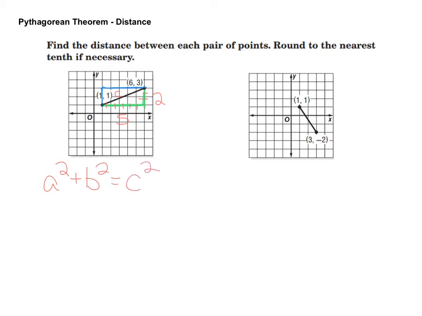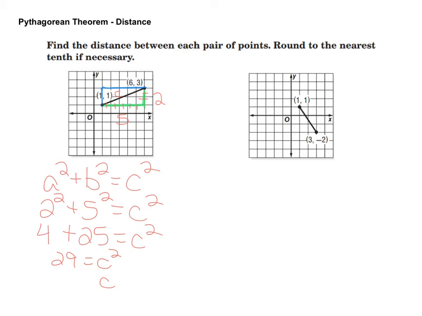We're going to plug in the length of our legs. We're going to get 4 plus 25 is c squared. That's 29. We're going to take the square root, and it says to round to the nearest tenth. And the square root of 29 is approximately, once we round it, 5.4. It's 5.38. If we're rounding to the nearest tenth, we'll round that up to 5.4. Okay? All right, so you try it.